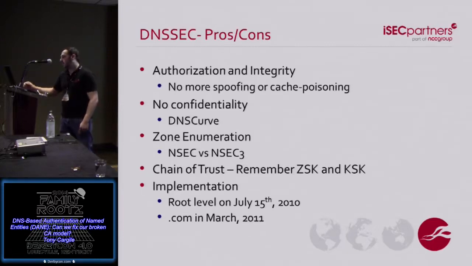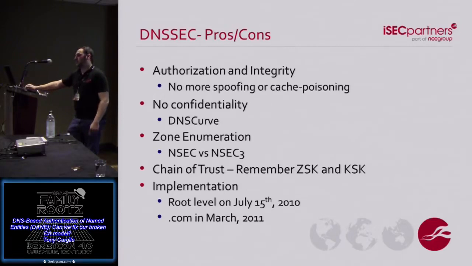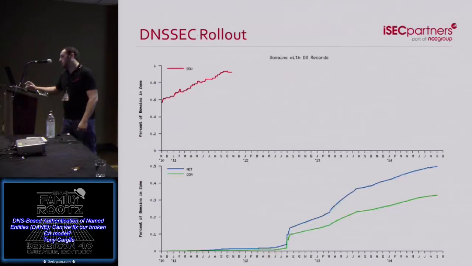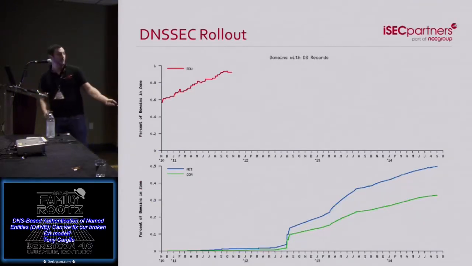And then the last problem, and it's the biggest problem with DNSSEC, is just the fact that it's implementation specific. The root zone finally was compliant with DNSSEC in 2010, and .com finally got keys in March of 2011. But as you can see right now, here's a graph, and it's kind of small. This is 2013 and 2014, and this is the adoption rate of DNSSEC.